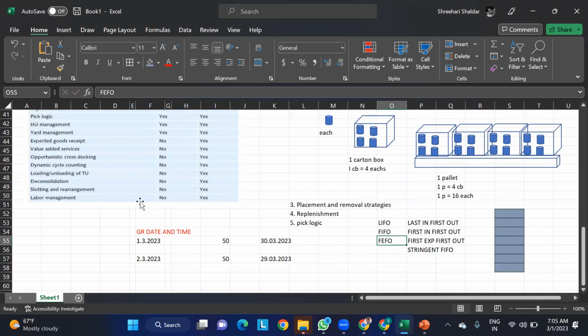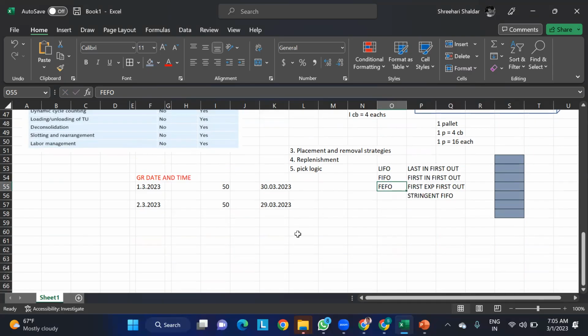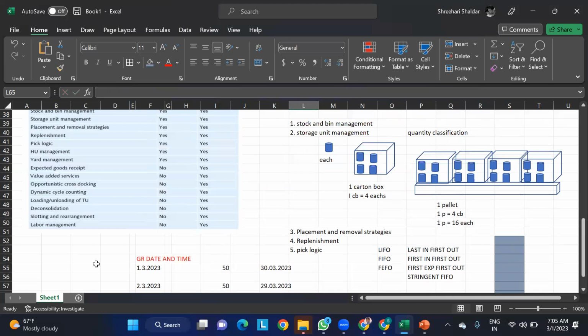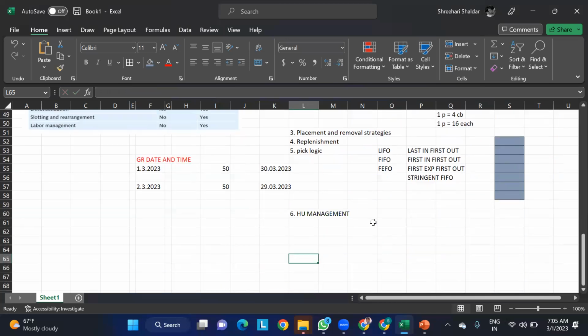Next thing is the HU management. What do you mean by HU management? HU is nothing but the handling unit. So here we have to do the management of this handling unit also. Within this handling unit, again we're going to get different types.